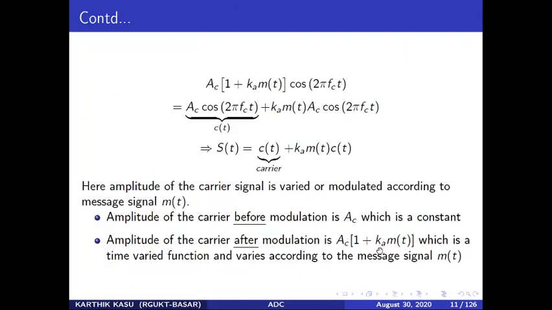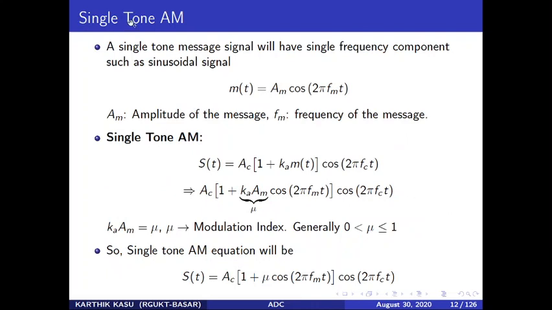Now let us go to single tone AM. That is a simple definition of amplitude modulation. Let us go to some specific cases of amplitude modulation. Now, single tone. Before proceeding further, what is a tone? Tone means frequency component. Single tone means only one frequency component. Signals which have only one frequency component are called single tone signals. Can you think of signals having only one frequency? What are they? Obviously, they are our sinusoidal signals.